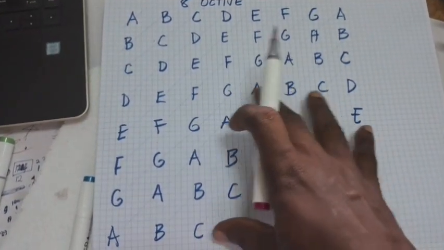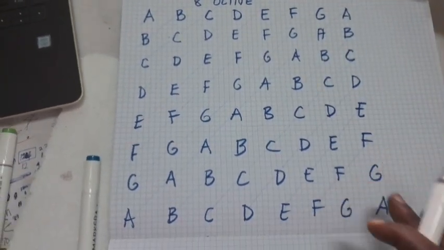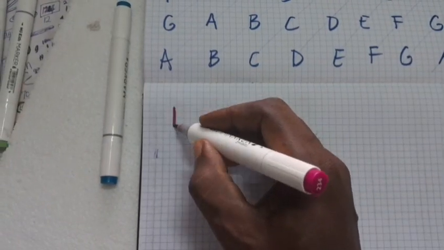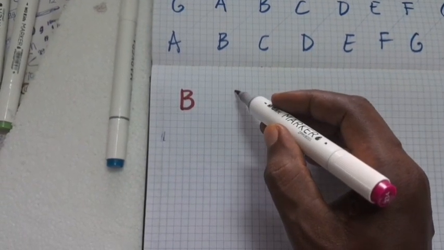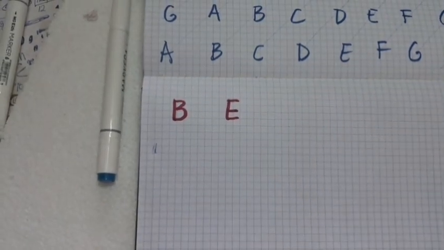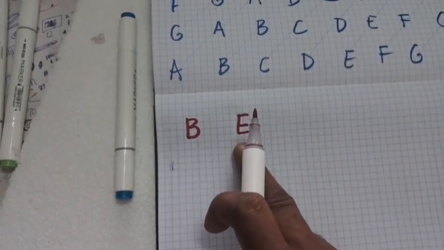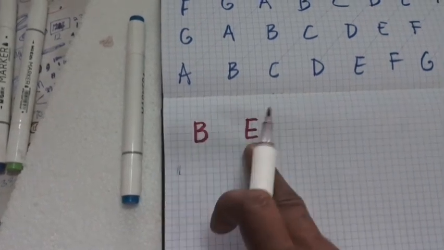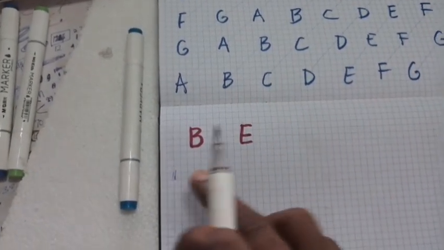Now, there are some keys that in between, they have half tone and some have full tone. B and E are special. In between B and E, there are no sharps. You go direct.